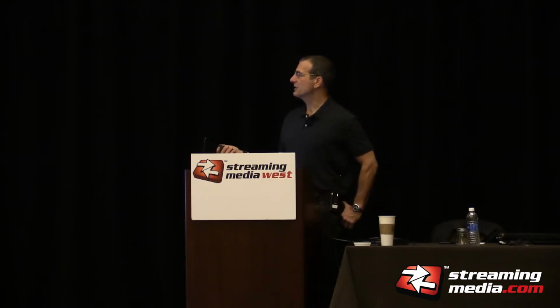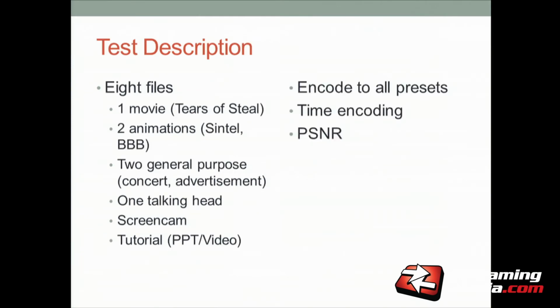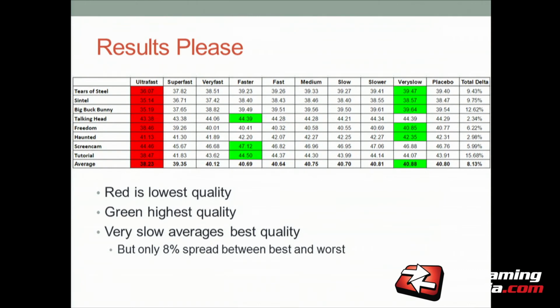So which x264 preset? Once you choose the profile, the next decision you have to make when you're encoding with FFmpeg or any tool that uses the x264 codec is the preset. What the preset does is it trades off quality against encoding time. So again, here's the test description that we talked about, and this is what I found.